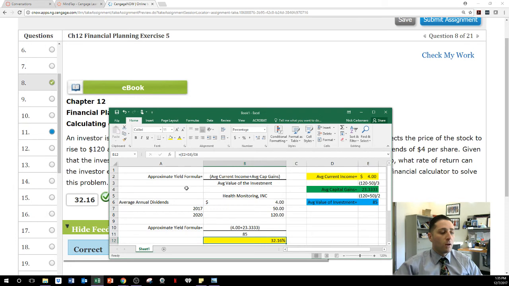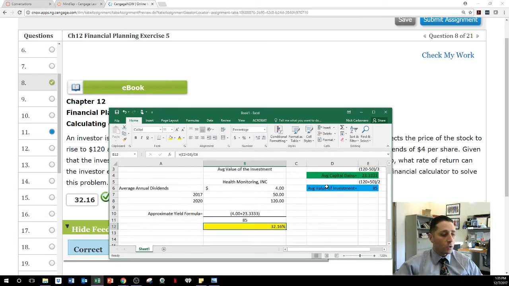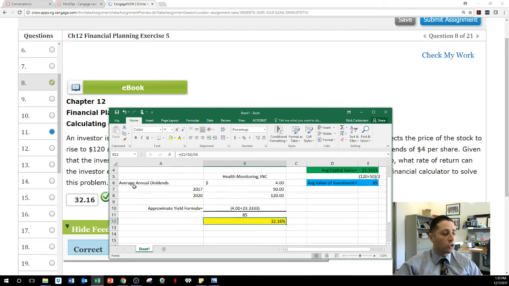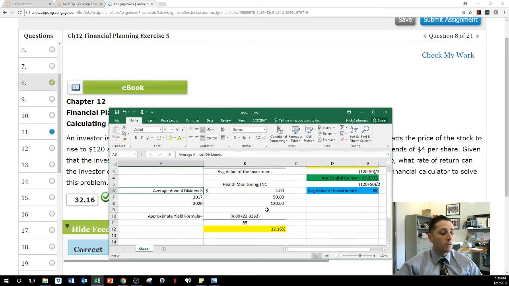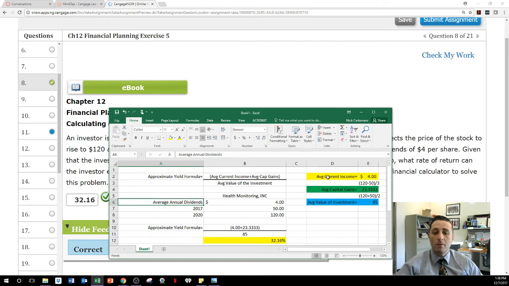We first found out what the approximate yield formula was. Then once we did, we broke down all the information for the approximate yield. You need to find the average annual dividends over here. You need to find the dates, the 3 years. You need to plug those in. Then you just plug the formula. Then we find out what the average current income is by just knowing that annual dividends are your annual current income. So that's the same. Those 2 are the same. These 2 are the exact same things.